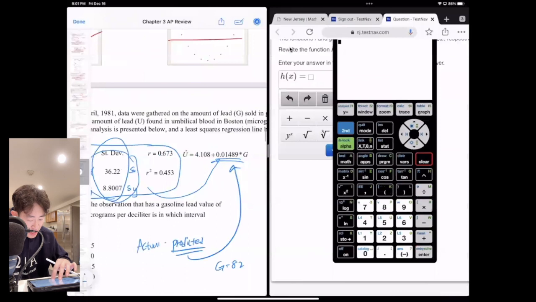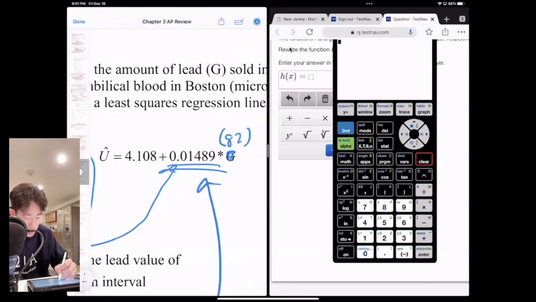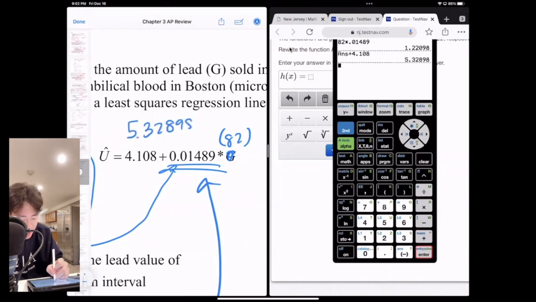I'm going to plug in 82 into G. And then I'm going to do 82 times 0.01489, and then plus 4.108. And so, seems to me we have 5.32898 for your U hat.